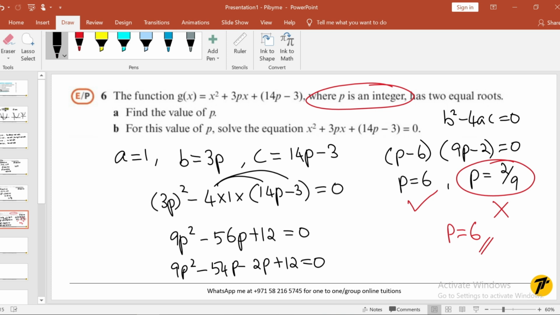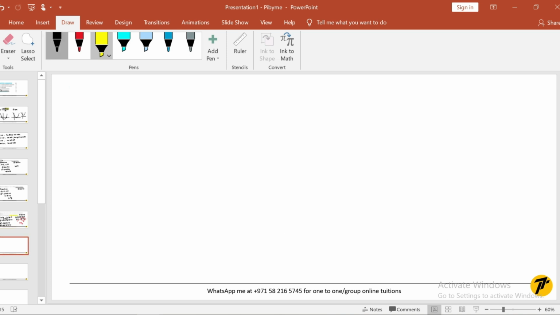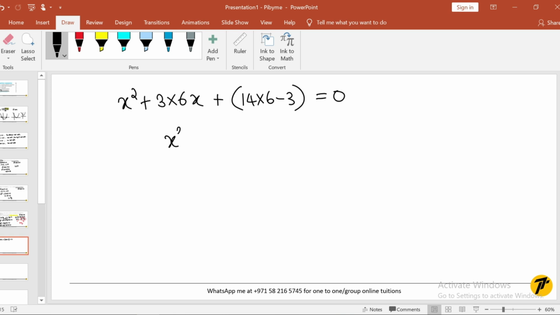We solved part A already. We got the value of p. Now the question says, for this value of p, we need to solve this equation. So basically we need to sub in the value of p into this highlighted equation. x square plus 3px plus 14p minus 3 is equal to 0, which is x square plus 18x plus 84 minus 3, which is 81, is equal to 0.